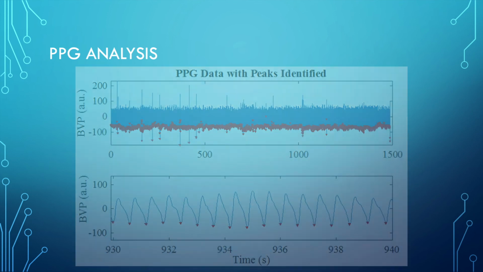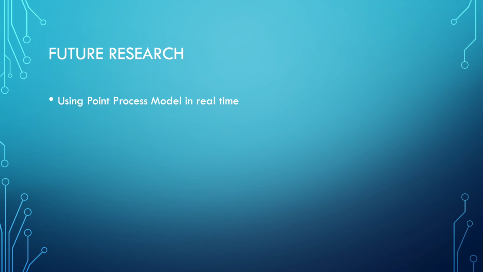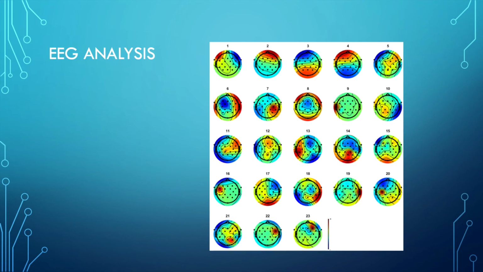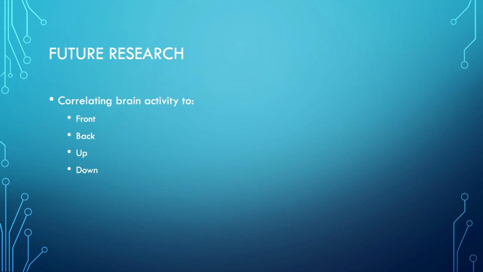Then I used that information in a point process code that predicts the next beat interval, thus predicting stress and error. As this project continues, chunks of PPG data will need to be put through this model for a real-time calculation. As for the EEG component, during this stage I developed a basic code that can distinguish left and right movements from collected data mathematically. This component will need more work to isolate front, back, up, and down movements.